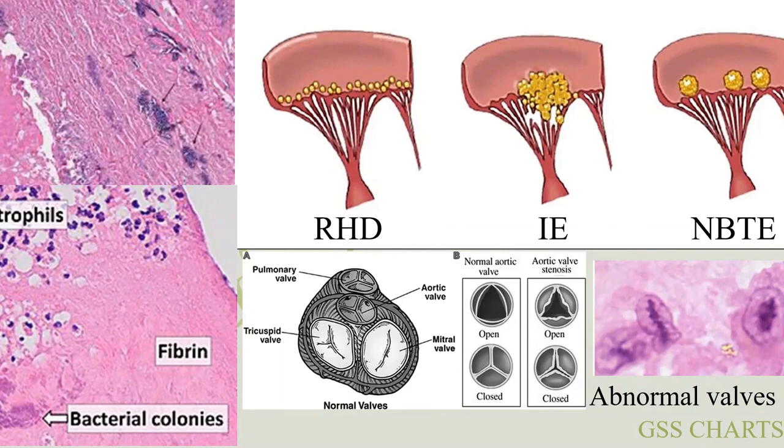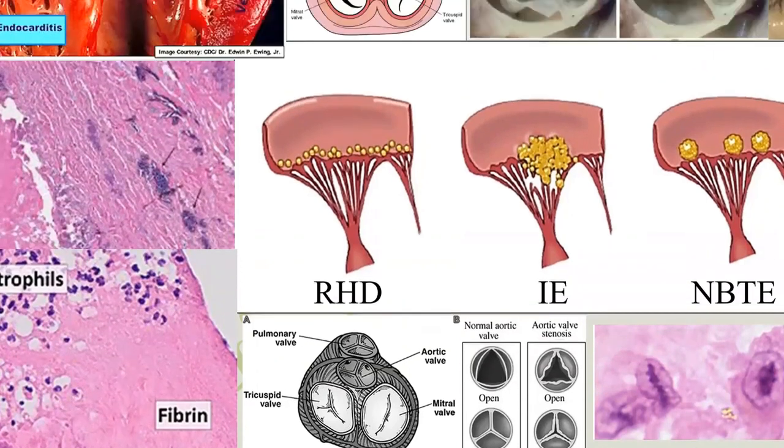So this is a normal valve which is closed, whereas when this one is closed, there is an opening seen. That is why it is called incompetent as well as stenotic. I hope you people will be able to draw these diagrams in your theory papers.